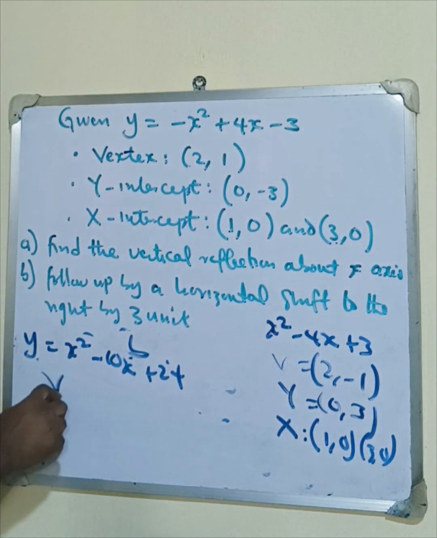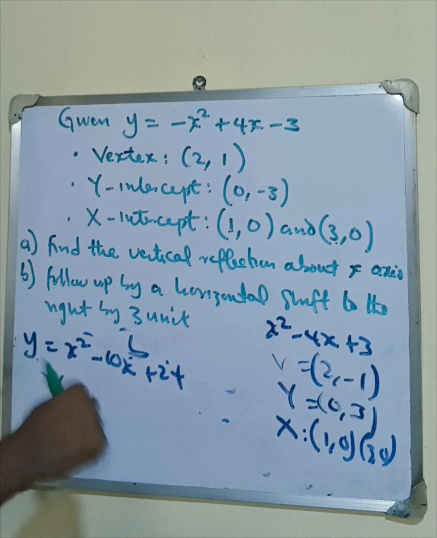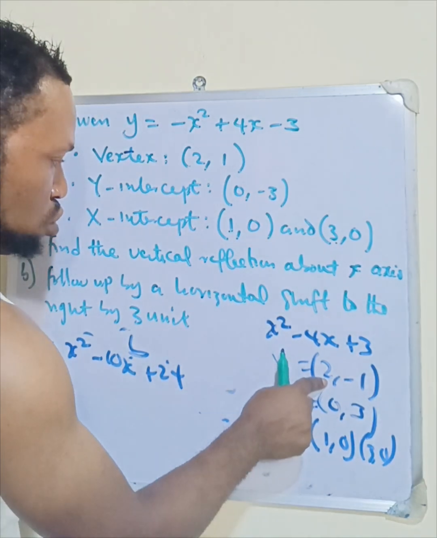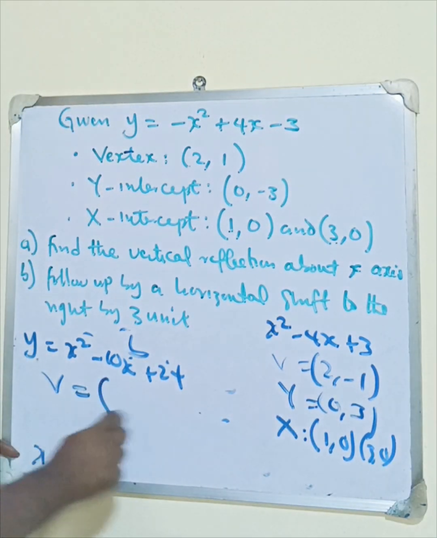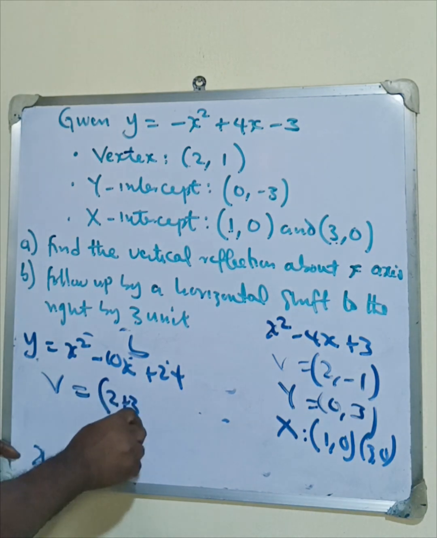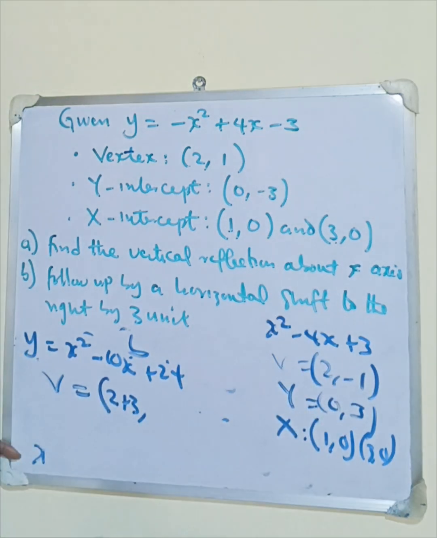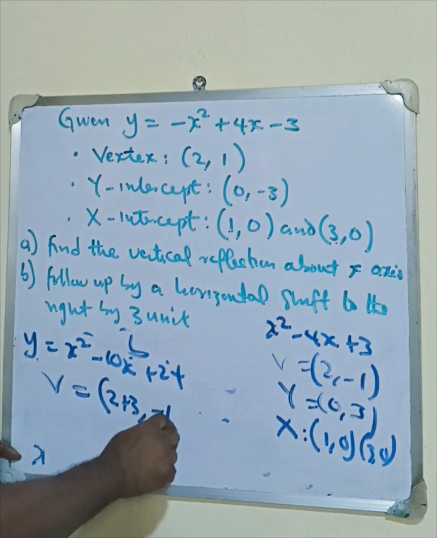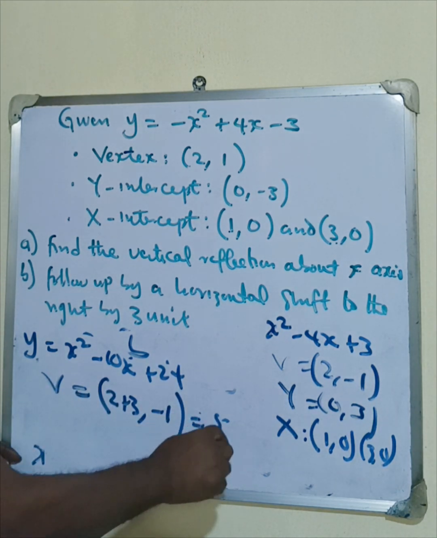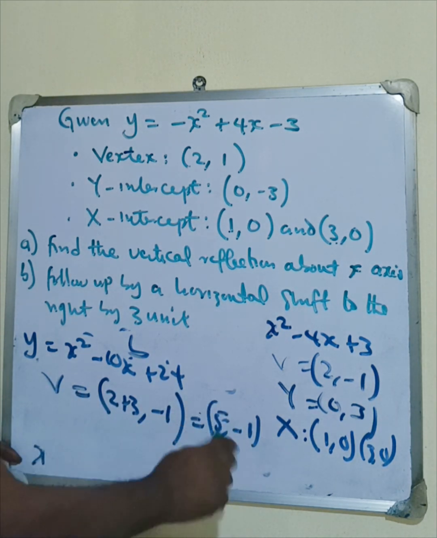But for the values now, horizontal shifts, we're talking about the x-axis. It means you are adding 3 to these 2. Your new values will now be 2 plus 3, 2 plus 3. Then your y will remain the same. It is the horizontal that is shifted by 3. So you now have it to be 5 and minus 1. This is your new values now.